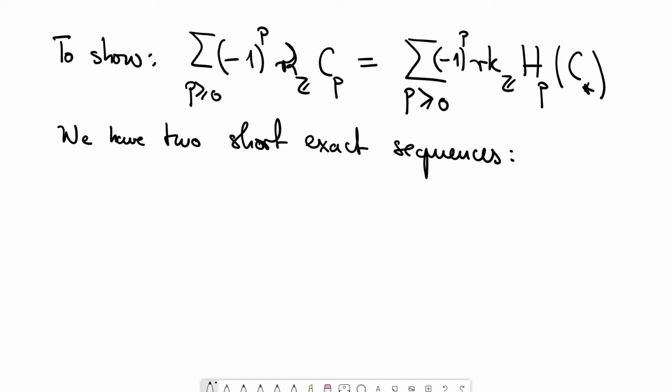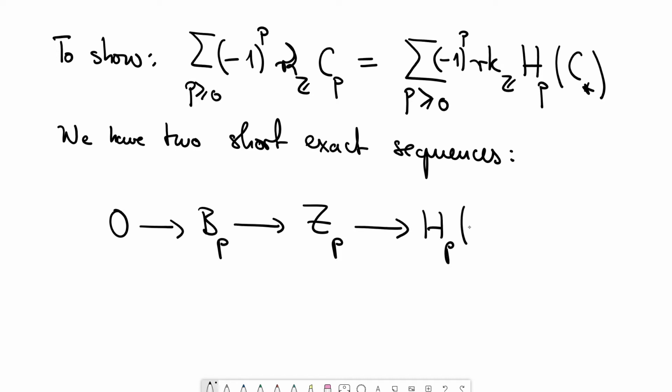The first short exact sequence is just the statement that homology is a quotient of cycles by boundaries. And therefore we have a short exact sequence of the P boundaries inside the P cycles. And then we have homology as a quotient of that.